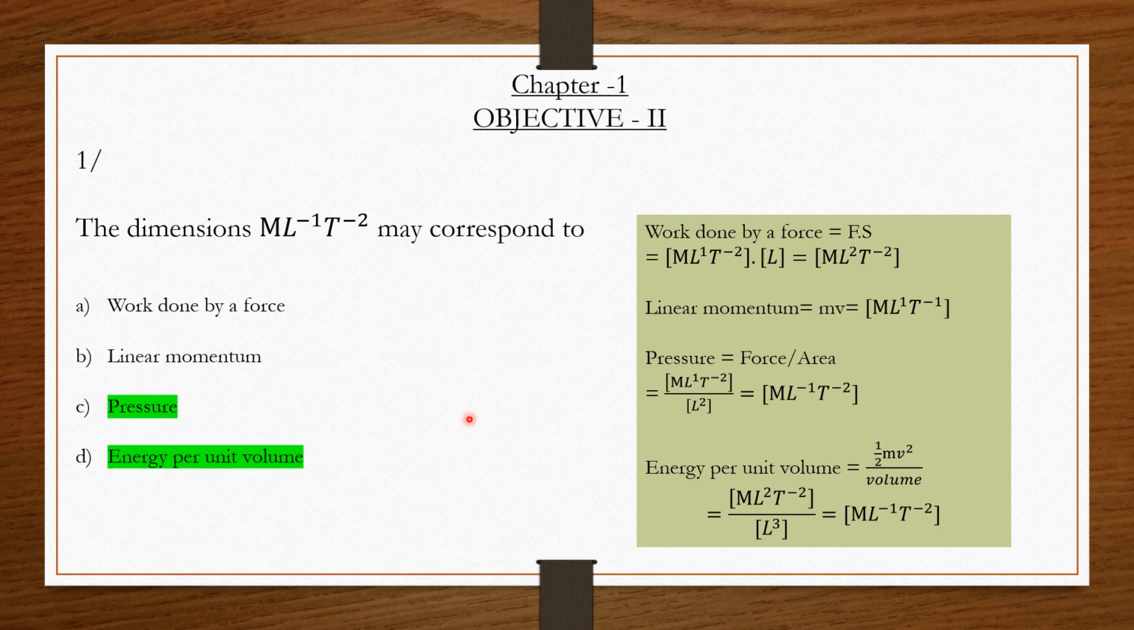Then let's check the last one, that is energy per unit volume, and we know the energy, that is kinetic energy, half m v square, so energy by volume. We know the dimensional formula for energy is M L2 T minus 2, and for volume this is L3. So here the energy per unit volume will be M L minus 1 T minus 2. So here we have two answers, that is pressure and energy per unit volume.